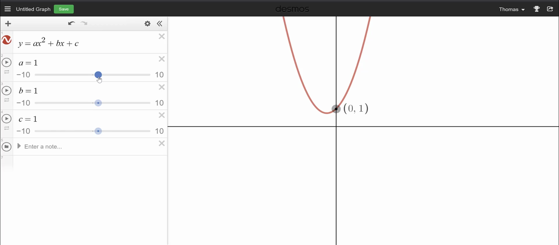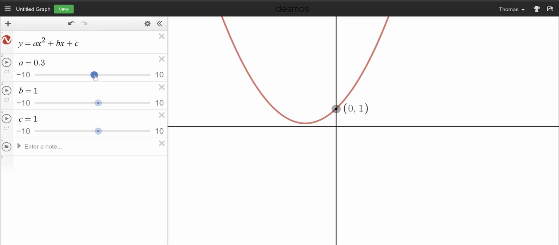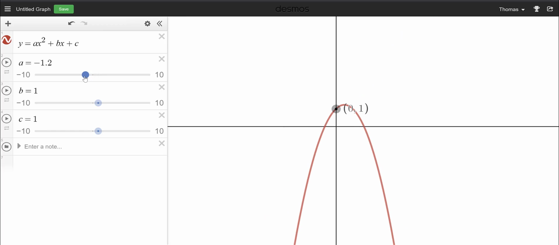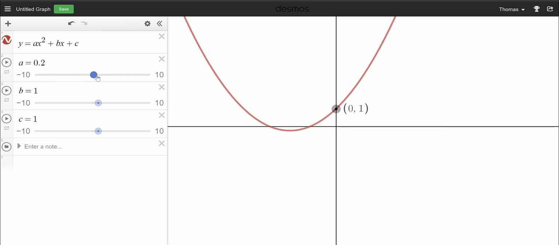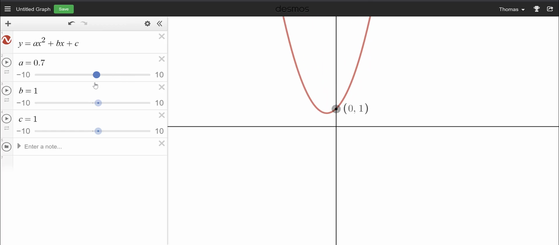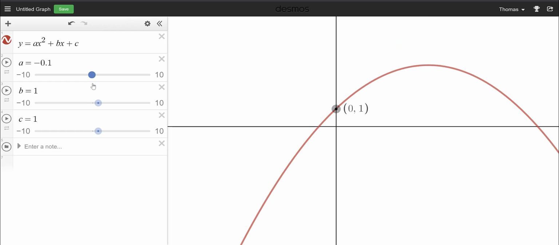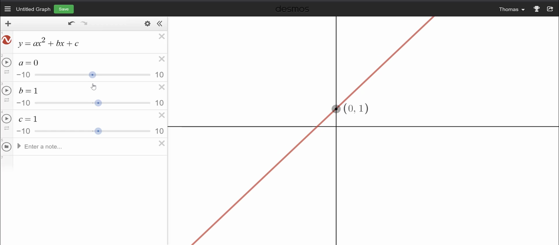You probably already know what's going to happen when we move around A. As we make A larger and larger, this graph's getting tighter and tighter. And then as we get smaller in here, it starts getting a wider graph. And then as soon as it hits negative, then it starts going concave down. So if you've already seen that with the other one, we should know what A does by now. And it's a linear graph when A is 0. Why is that? That's a good question. How come when A is 0 it's a linear graph?